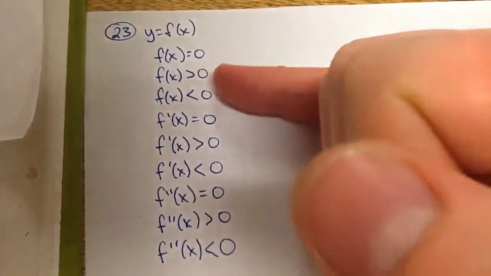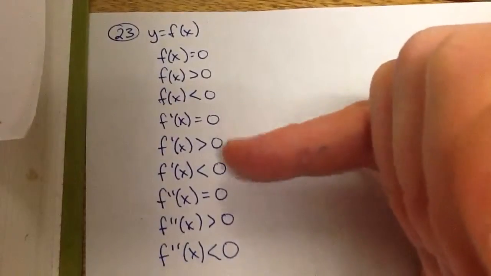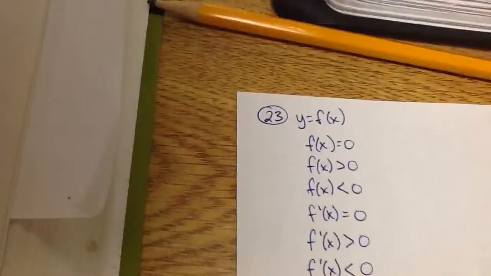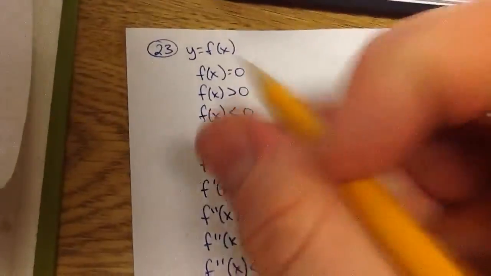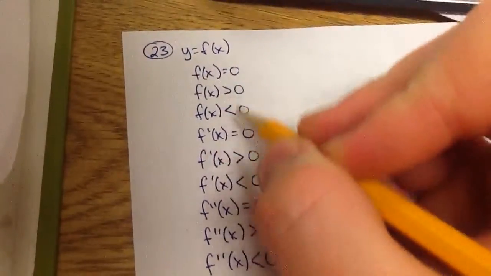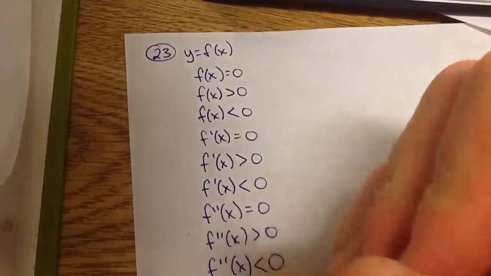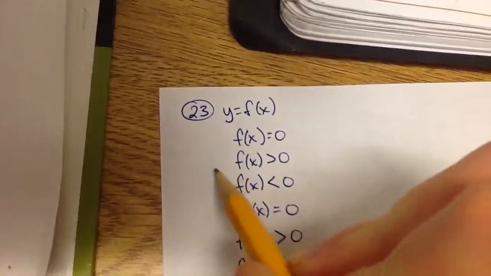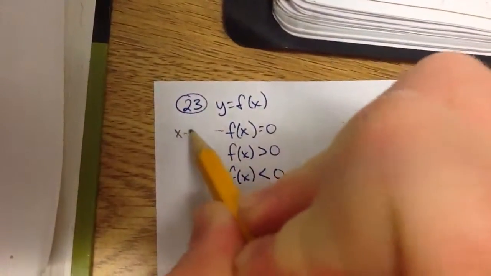So f of x equals 0, greater than 0, less than 0, the derivative equal, greater and less, double derivative equal, greater and less. So find all of those intervals and give another name for each one, or either a name or kind of a description of what each one is, another way of saying it. For example, I'll give you the first one. If f of x equals 0, that's where the function crosses 0, so that would be like x-intercepts.